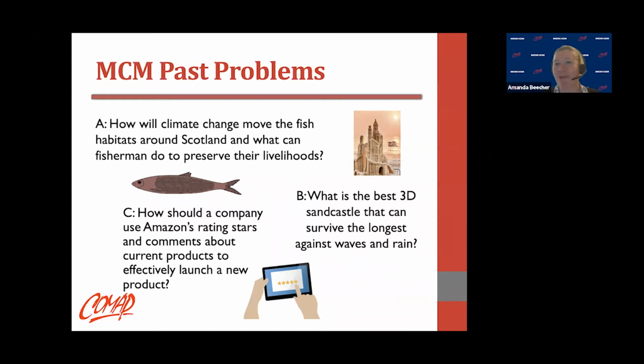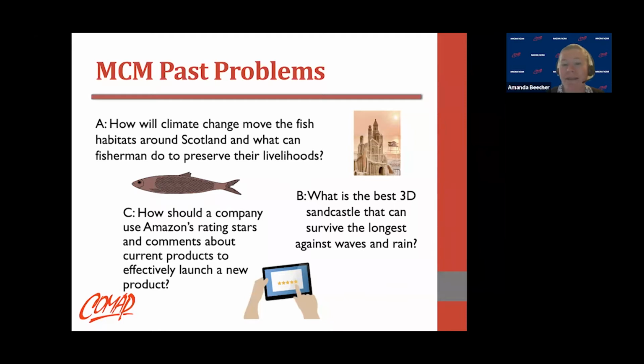One of my favorite problems is the C problem. It's Amazon data with the satisfaction score of 1 to 5, as well as some text data. And I use those in my classes a lot to have students really explore. And the idea was that they had to launch a new product and use that information.